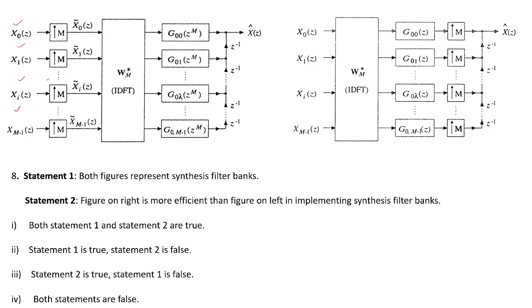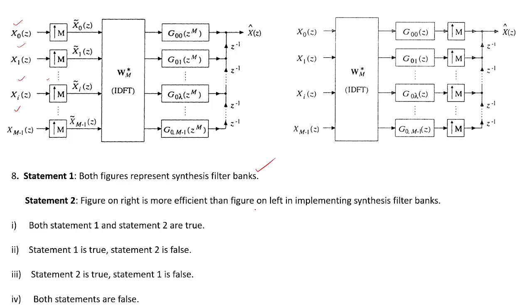So basically you are combining these input sequences in different manners to synthesize a new sequence. So this is a synthesis filter bank, and that is applicable for both figure 1 and figure 2, because in figure 2, if you see, it performs IDFT operation on different input sequences, then passes them through filter, then passes them through an upsampler block, and at the end adds the different delayed versions of them to obtain a new sequence. So figure 1 and figure 2 both represent synthesis filter banks, which is a correct statement.